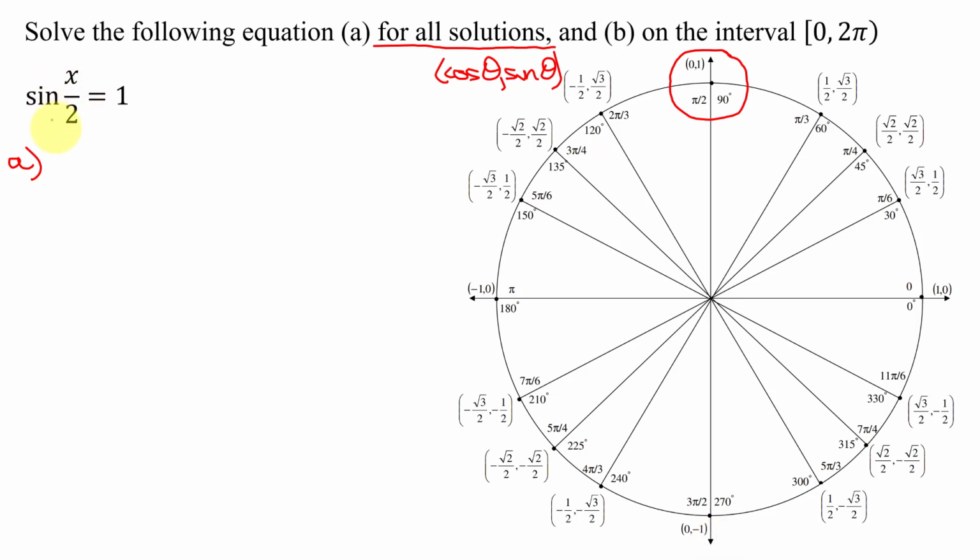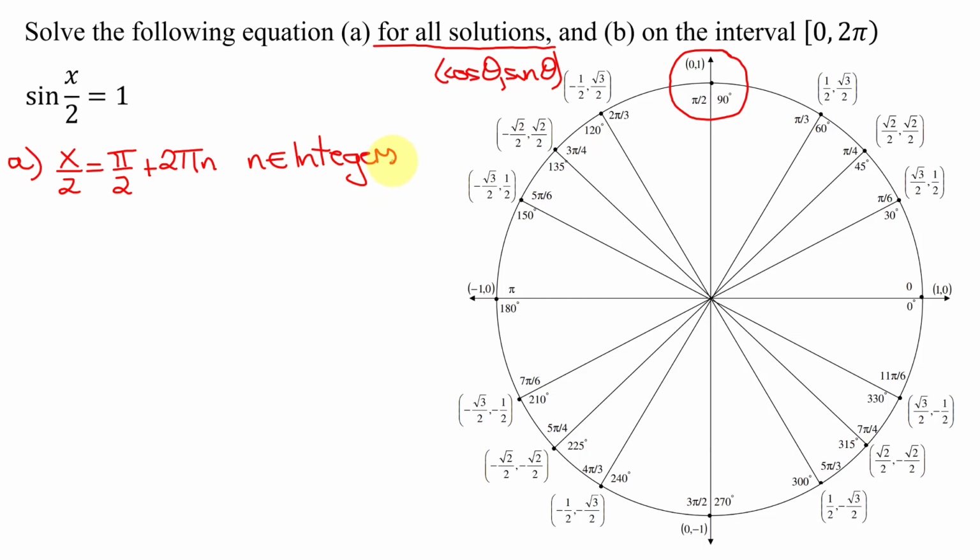So I know the argument x over 2 has to equal pi over 2 since I'm in radians. And that is the only solution between 0 and 2 pi. Now to find all solutions, the period of the sine function is 2 pi, so I'm going to add plus 2 pi n, where n is an element of the integers.